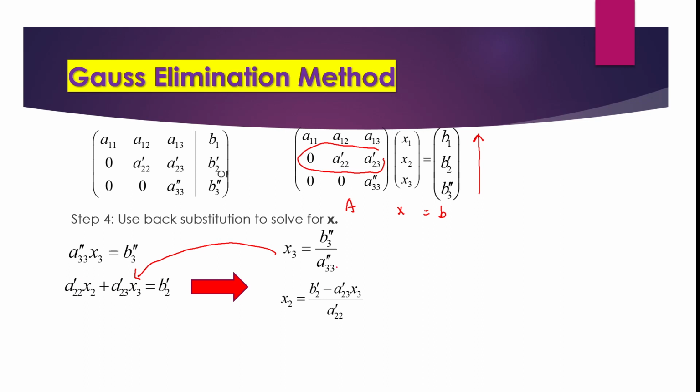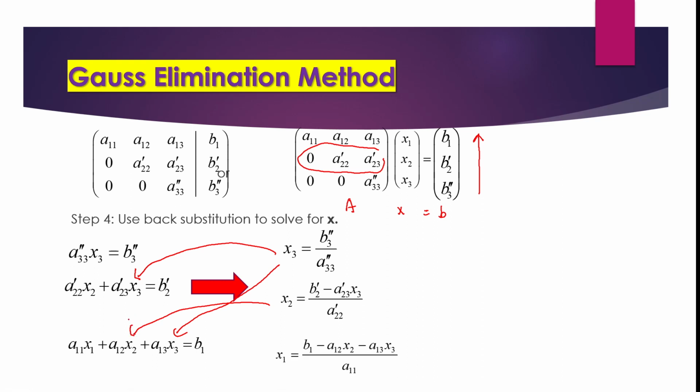Lastly, plug the x2, x3 values into the first equation, then you can obtain the x1 value. A11 x1 plus A12 x2 plus A13 x3 equals B1. So plug in the x3 value and the x2 value, then you can obtain x1. You want to solve for x1, so these two terms you bring to the right hand side. So x1 is b1 minus a12 x2 minus a13 x3, divided by a11. So this is the so-called backward substitution.